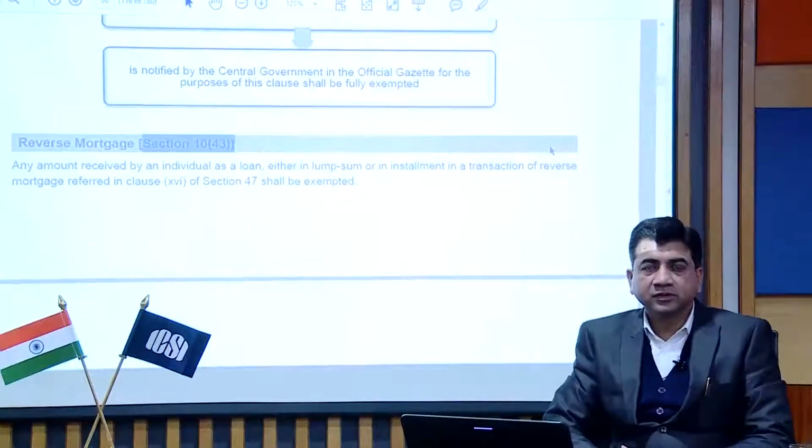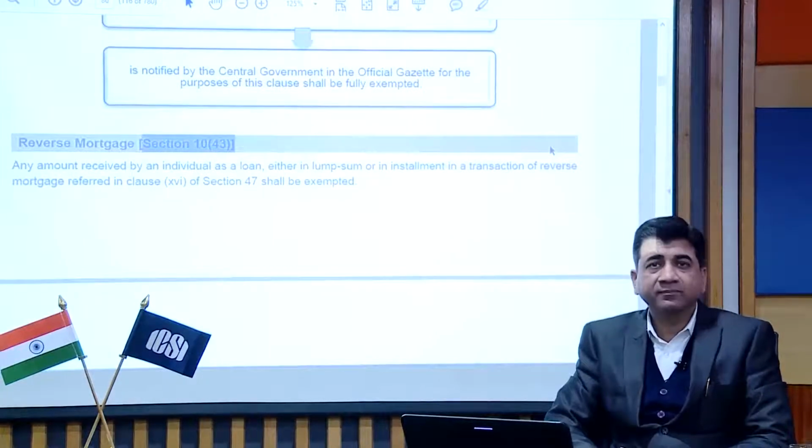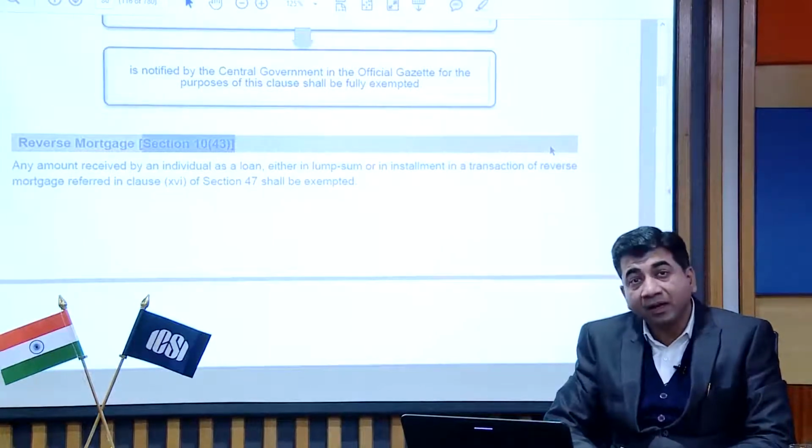Under the reverse mortgage scheme, the property is given to the bank. So Ramlal, what should he do? He wants to take a loan because he wants to run the family. Children are supporting him, but he'll have to pay the EMI.